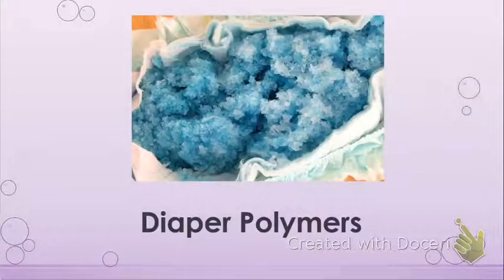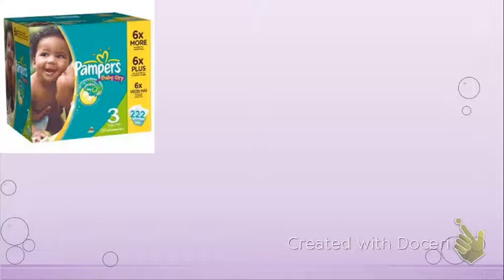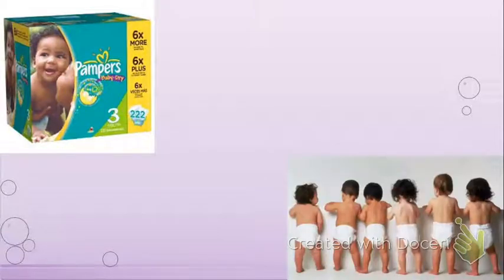Now we will move into our diaper polymers experiment. I'm sure all of you have seen a baby diaper at some point in your life and you know what they are used for. It is very important for baby diapers to be absorbent because we don't want any issues with diapers leaking.